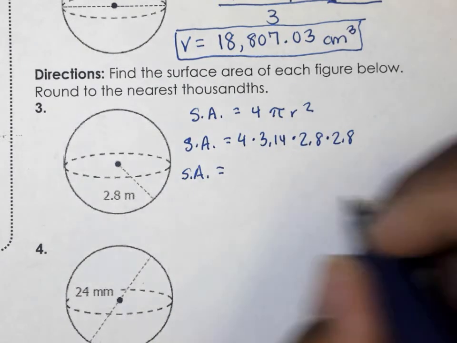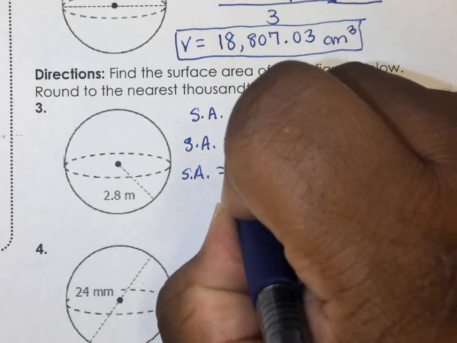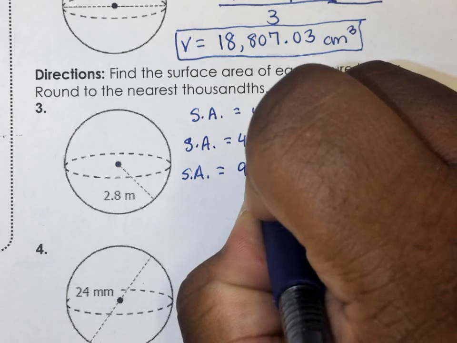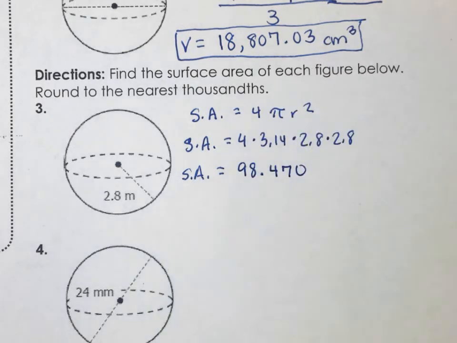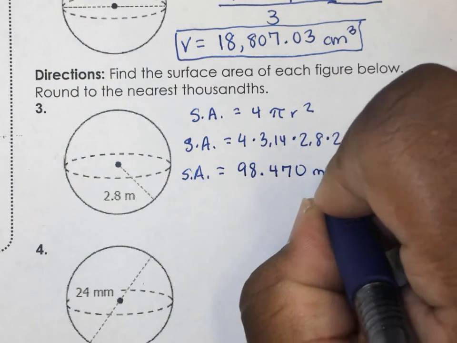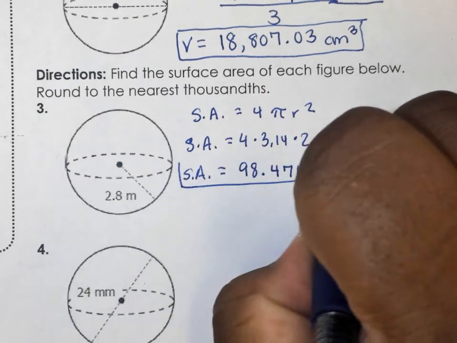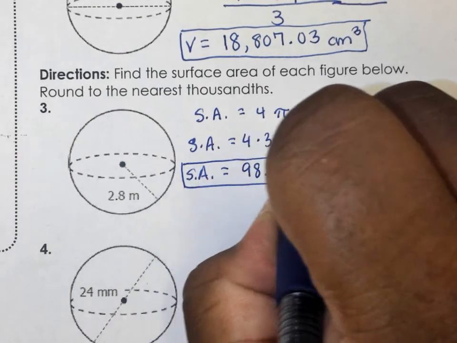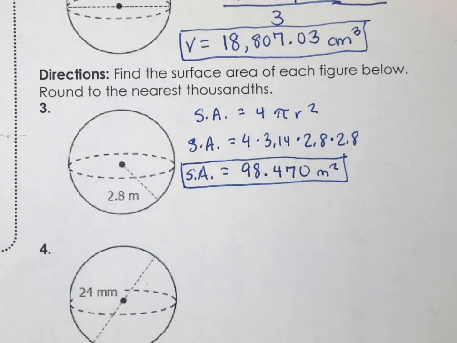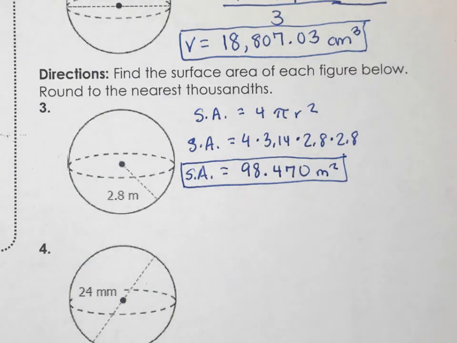98.47. Surface area, so it's meters squared. In the calculator they said last year they saw 4.7, I think. So just drop that 4 off, leave it as 4.7.